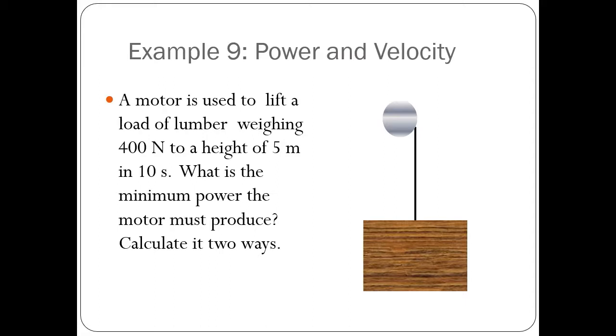Now, what's the other way to do it? Well, it's going 5 meters in 10 seconds. That's 0.5 meters per second. So the force of 400 newtons times 0.5 meters per second gives me force times velocity. That gives me 200 watts. So doing it either way gets you the same result.